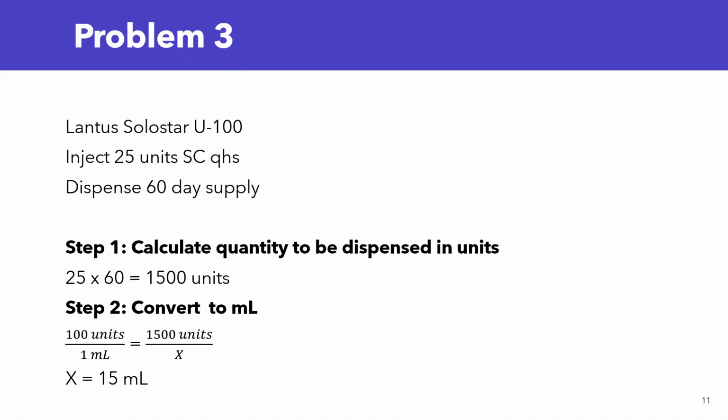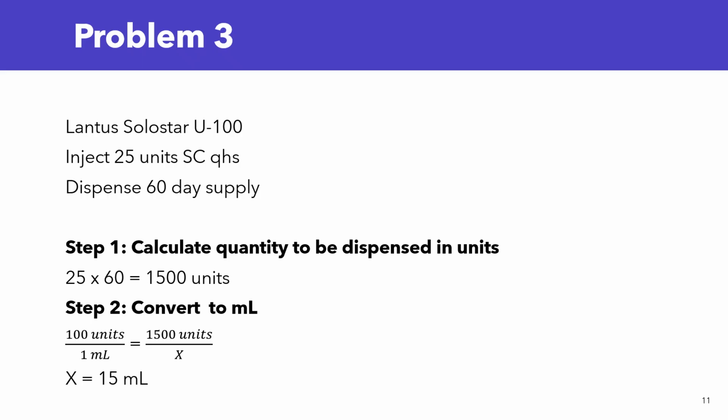So that's going to be 25 times 60, and that's 1,500 units. Now we can convert that 1,500 units to ml. We can use ratio and proportion. So Lantus Solostar U100 means 100 units per ml. So we can have 100 units over 1 ml equals 1,500 units over X. X then equals 1,500 divided by 100, and that's 15 ml. So we're dispensing 15 ml.